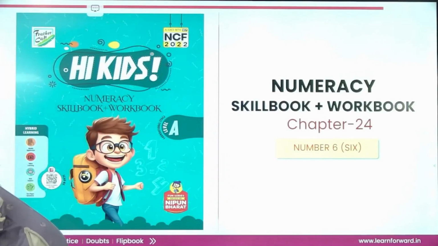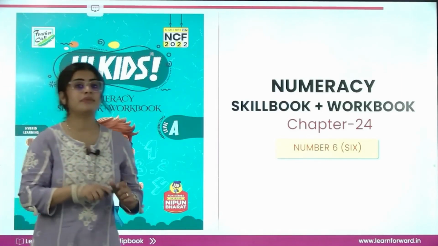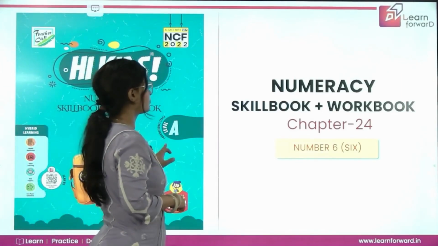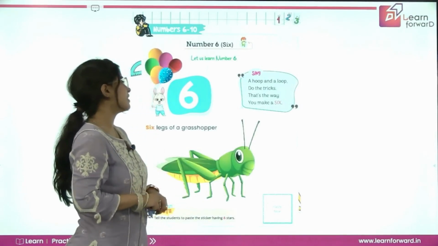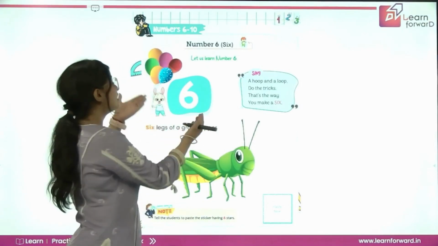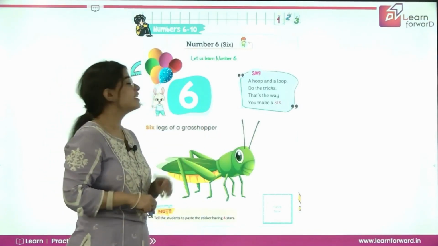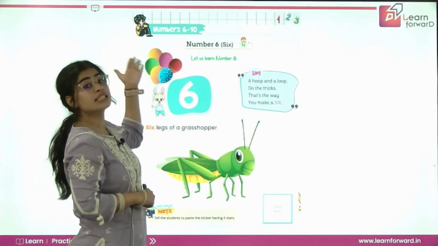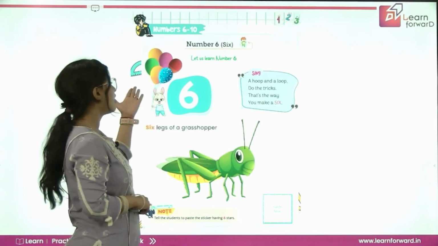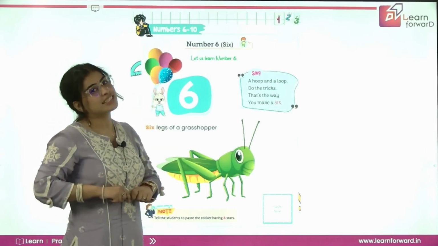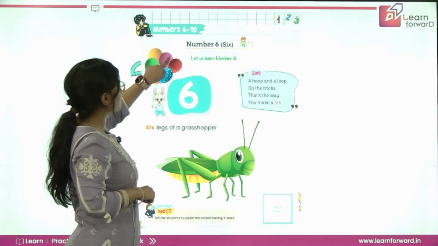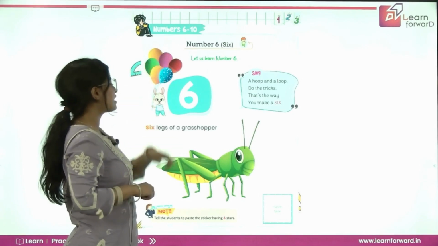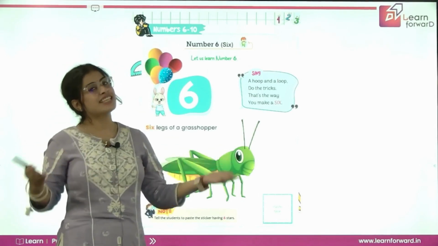So, I will tell you how you will make number 6. Okay, so what is this? This is 6. Okay, this is number 6. And these are 6 balloons. Let's count it. 1, 2, 3, 4, 5, 6. This bunny is having 6 balloons.